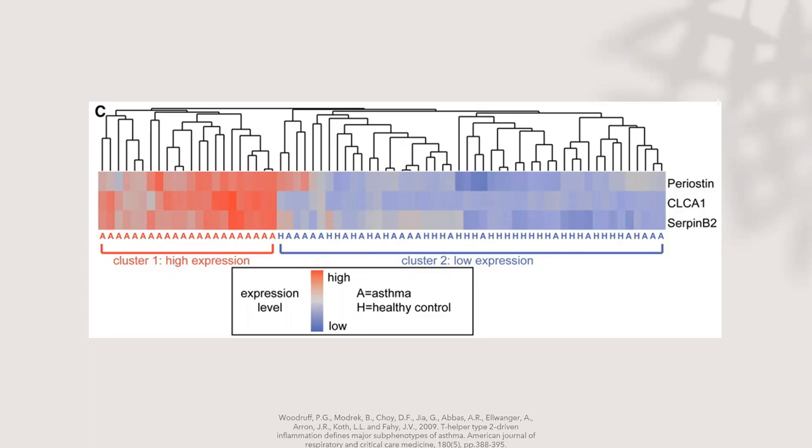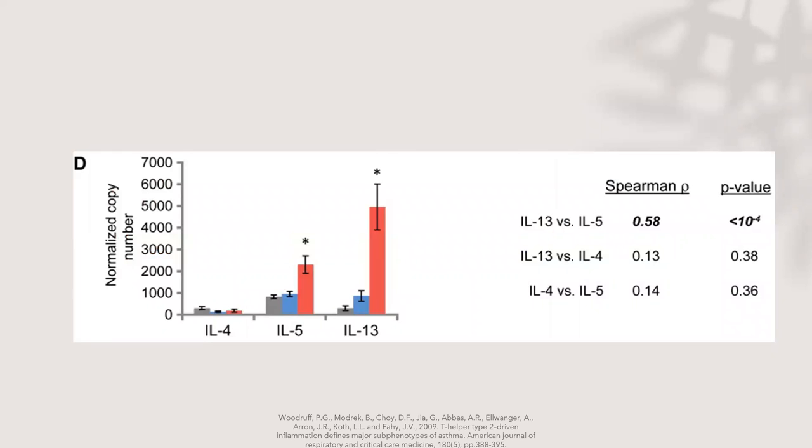And why does this matter? A couple of things I'll show you in the next slides. You see that in the red bars, that's your type 2 high asthma. Those are the patients that are producing very large amounts of the cytokines that we mentioned, IL-13, IL-5, IL-4. And then the blue bars are your controls and the gray ones are your type 2 low asthma. So the controls and the type 2 low asthma actually didn't differ at all in the production of those cytokines, but the type 2 high asthma has very high levels of those cytokines.